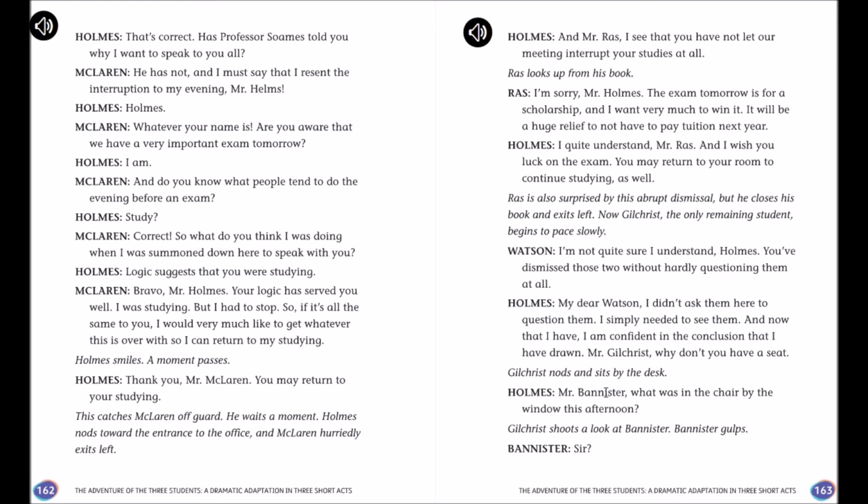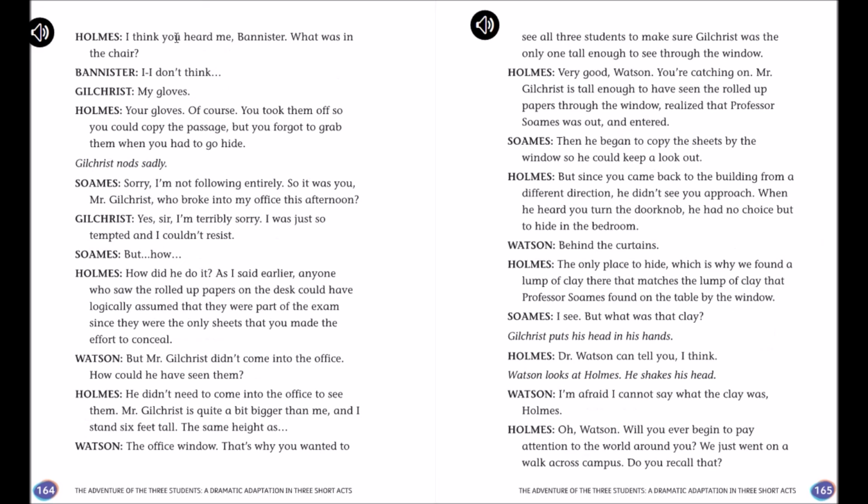Holmes: Mr. Bannister, what was in the chair by the window this afternoon? Gilchrist shoots a look at Bannister. Bannister gulps. Bannister: Sir? Holmes: I think you heard me, Bannister. What was in the chair? Bannister: I don't think... Gilchrist: My gloves. Holmes: Your gloves. Of course, you took them off so you could copy the passage, but you forgot to grab them when you had to go hide. Gilchrist nods sadly.